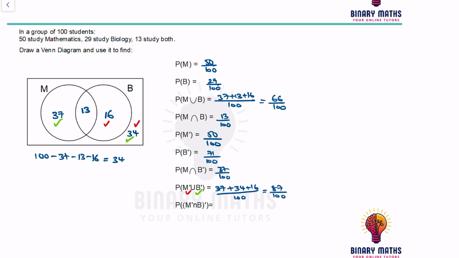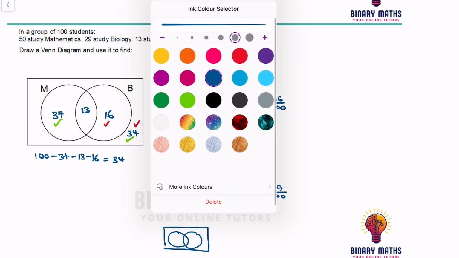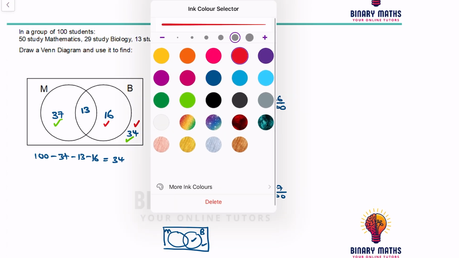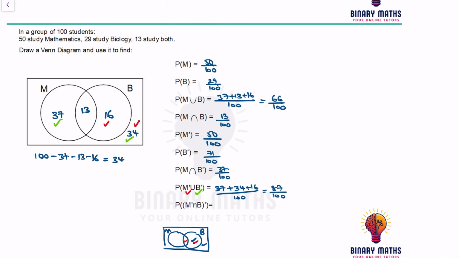So the last one is not M intersect B and then not. Okay, so this one is a bit difficult. So not M, so I might want to draw a diagram. So not M intersect B, so not M and B. Not M is this one and that one, and then B is just this one and this one.